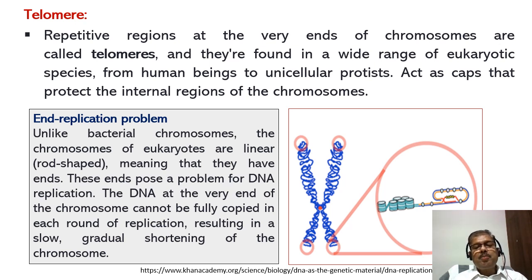Unlike bacterial chromosomes, the chromosomes of eukaryotes are linear, that is rod-shaped, meaning that they have ends. These ends pose a problem for DNA replication. So the DNA at the very end of the chromosome cannot be fully copied in each round of replication, resulting in a slow and gradual shortening of the chromosome.